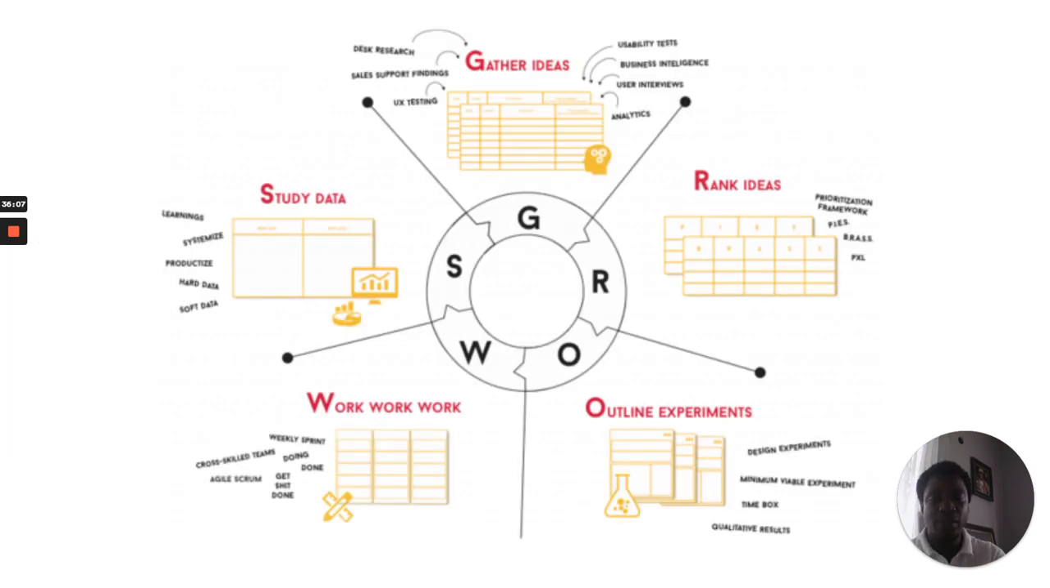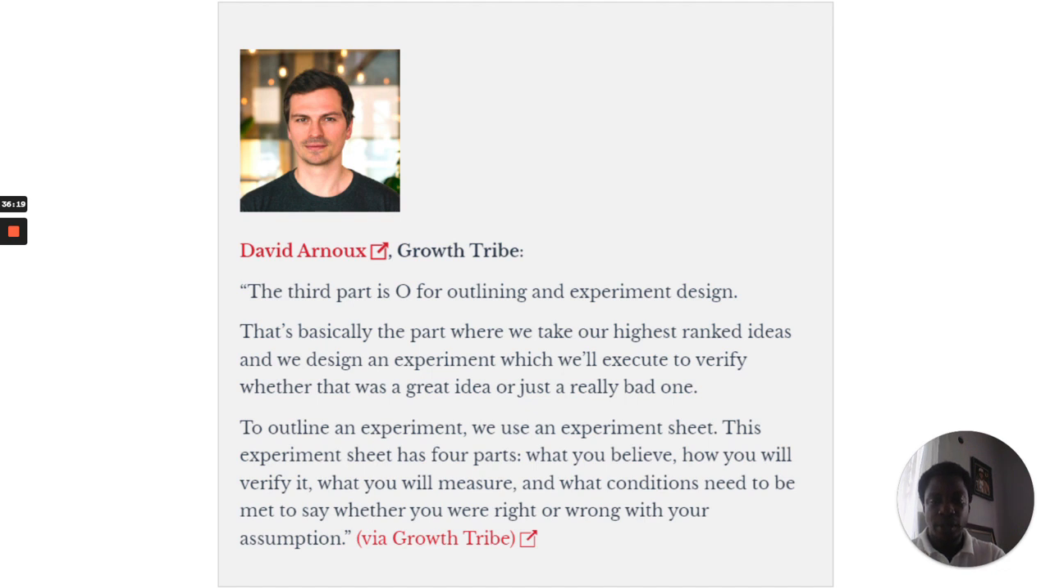Then the next, having looked at gathering ideas and ranking ideas, the next thing we look at is the outlining of your experiments, because now you've ranked the ideas. Now it's time to actually outline the experiments. The third part is outlining an experiment design. That's basically the part where we take our highest ranked ideas and we design an experiment which we'll execute to verify whether that was a great idea or not. We have to verify if something was a great idea or not.